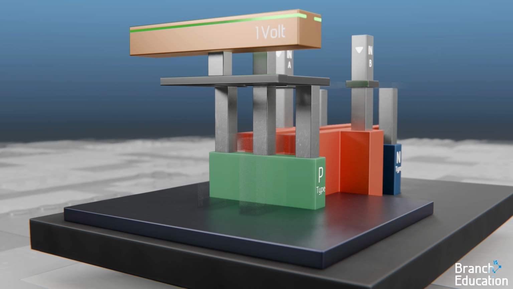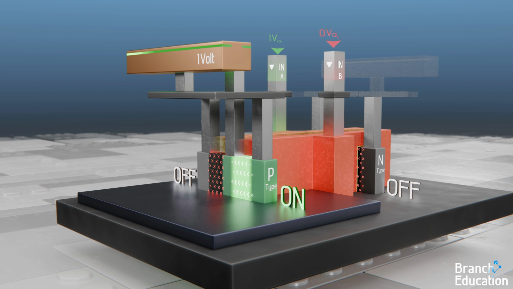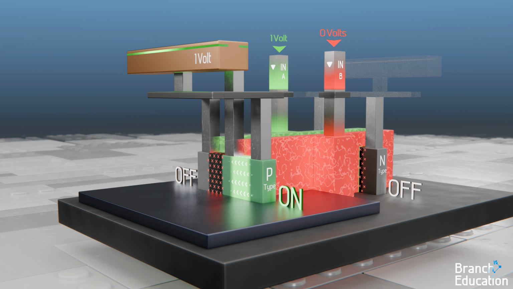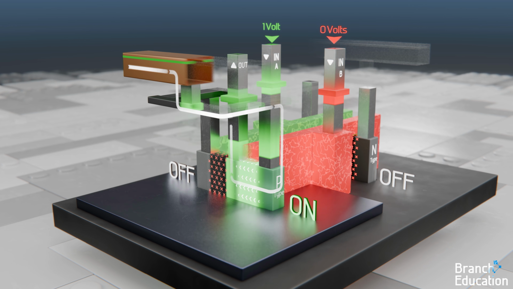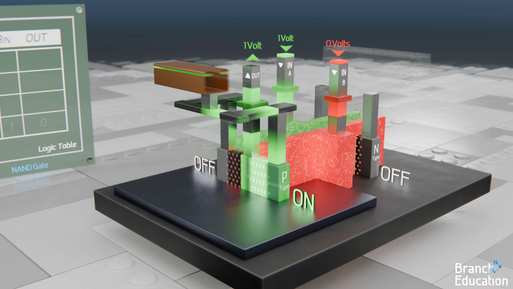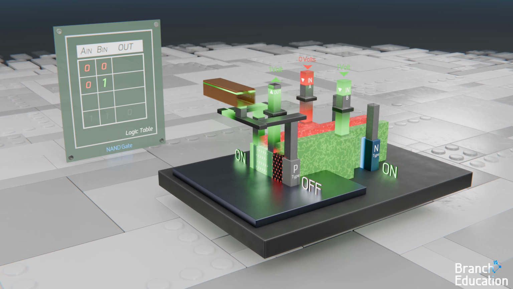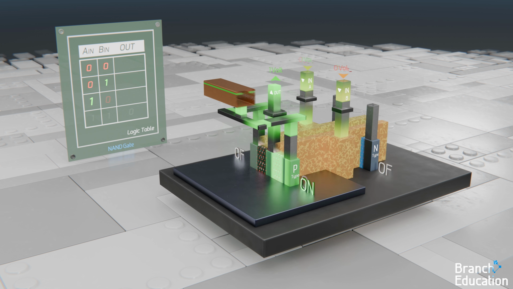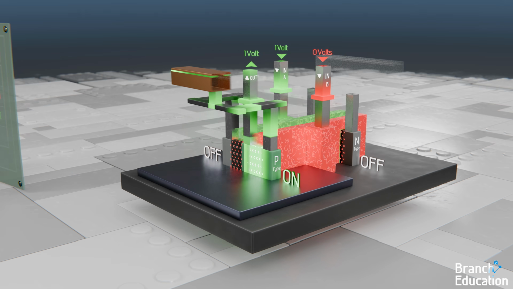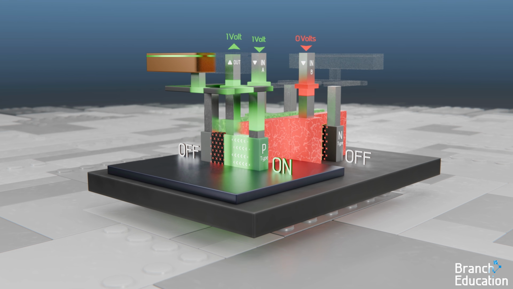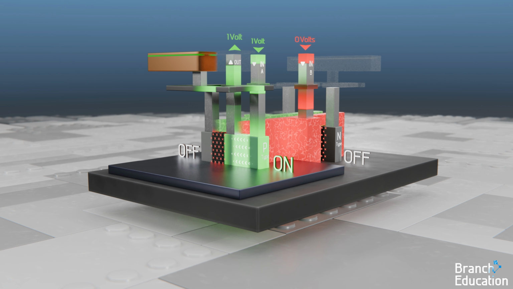You can see that when either or both of these p-type transistors is on, which happens when a 0 is applied to either of the inputs, then the 1-volt rail is connected through that p-type transistor to the output. As a result, an input of 00, 01, or 10 yields an output of a 1. And again, these transistors are in parallel because either or both need to be on for 1 volt to travel to the output.